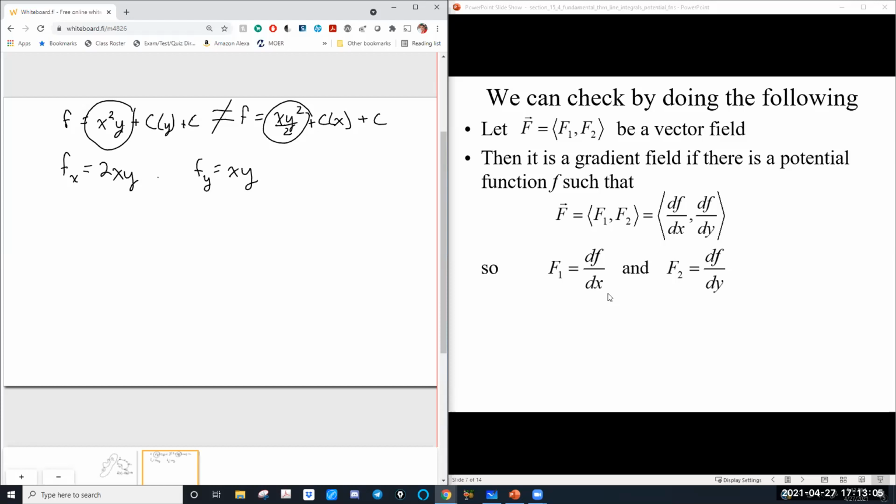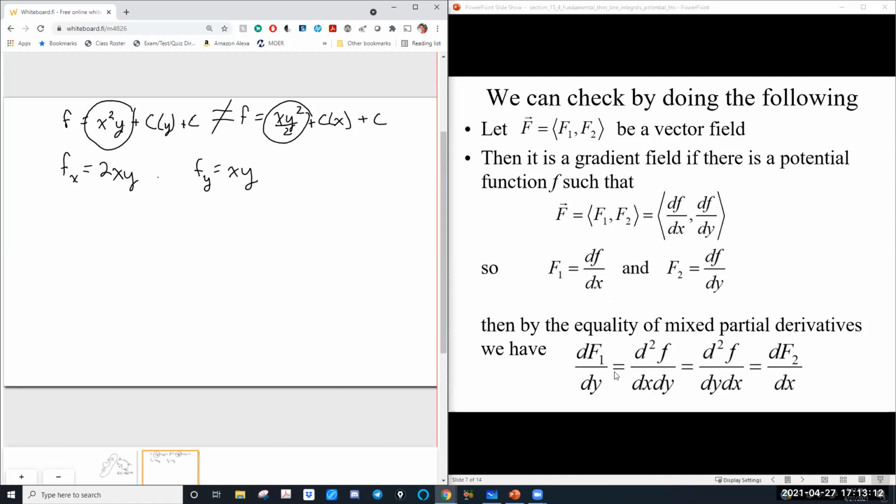If you remember back to the first half of class, our mixed order partials come out equal. So if we took the derivative of f1 with respect to y, and the derivative of f2 with respect to x, we're looking at the mixed order partials. Now, what does that mean?